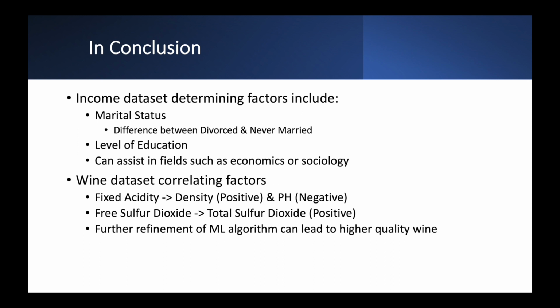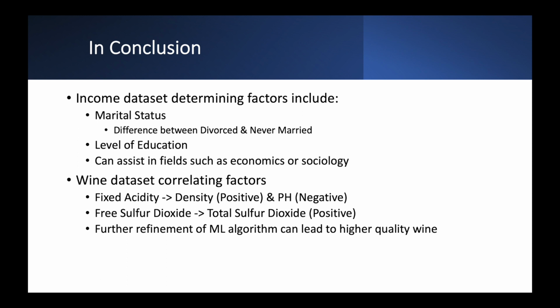In terms of the wine data set, there were actually a few correlating factors that we found that were related to each other. The fixed acidity had a positive correlation with the density of the wine and a negative correlation with the pH level of the wine. The pH level correlation makes sense as the pH level for acid tends to be towards 0. The free sulfur dioxide in the wine also corresponded with the total sulfur dioxide in the wine, which makes sense as they basically line up 1-to-1.